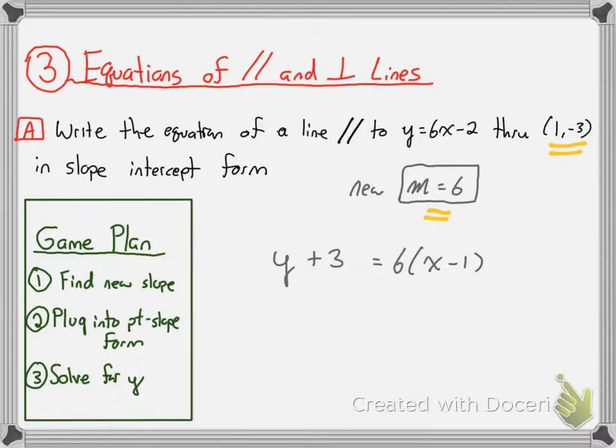Finally, I want to solve for y or get this to be in slope-intercept form. The nice thing here is that it'll be the same 2 steps every time. So first I'm going to distribute, then I'm going to move everything to one side. So distributing, now I have y plus 3 equals 6x minus 6. Last step here is to get the y by itself. I'm going to subtract 3 on both sides. That cancels. So my new equation that I want here is y equals 6x minus 9. And I'm done.